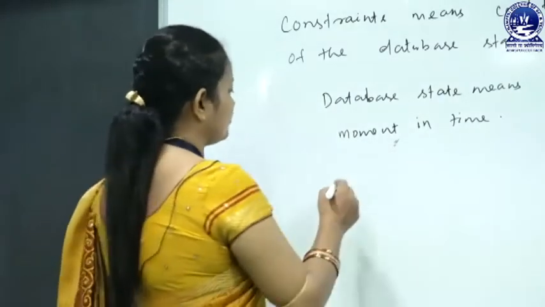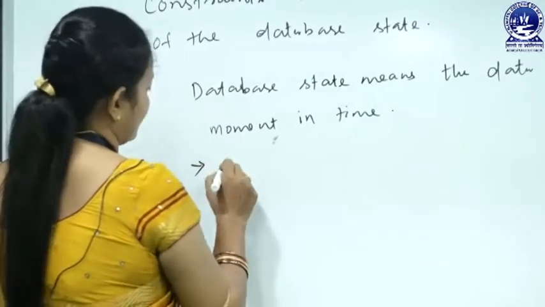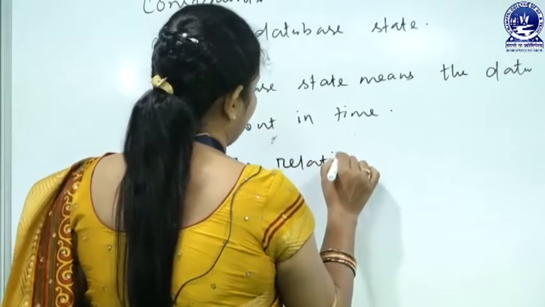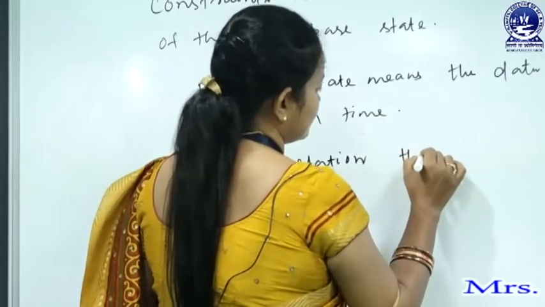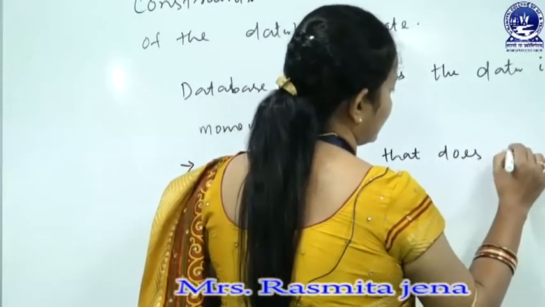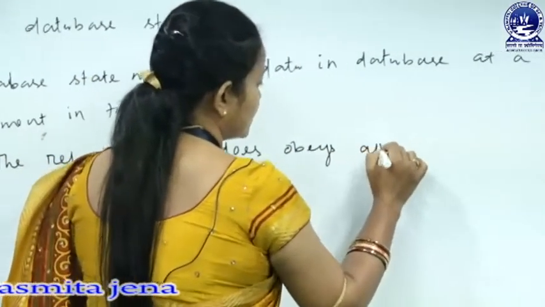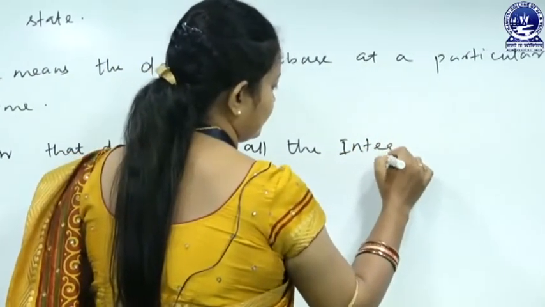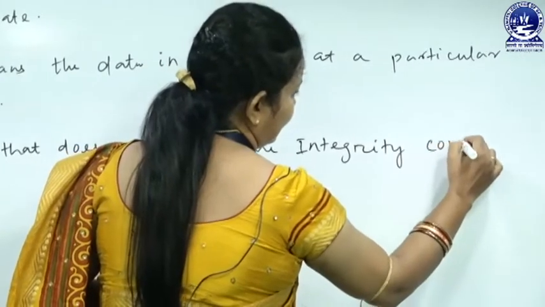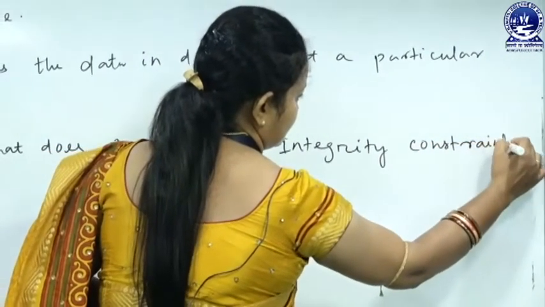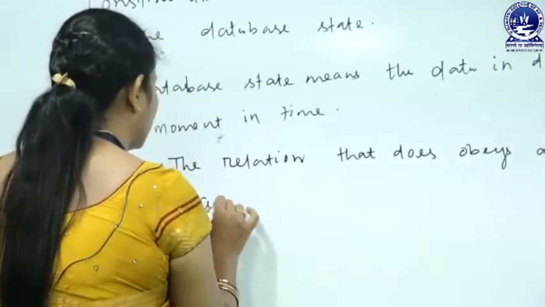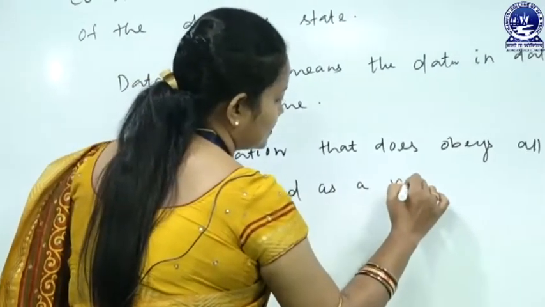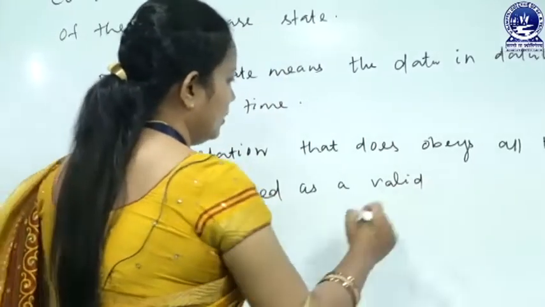Let us define. The relation that does obey all the constraints, or you can say all the integrity constraints, is called a valid state. We will discuss it with an example.